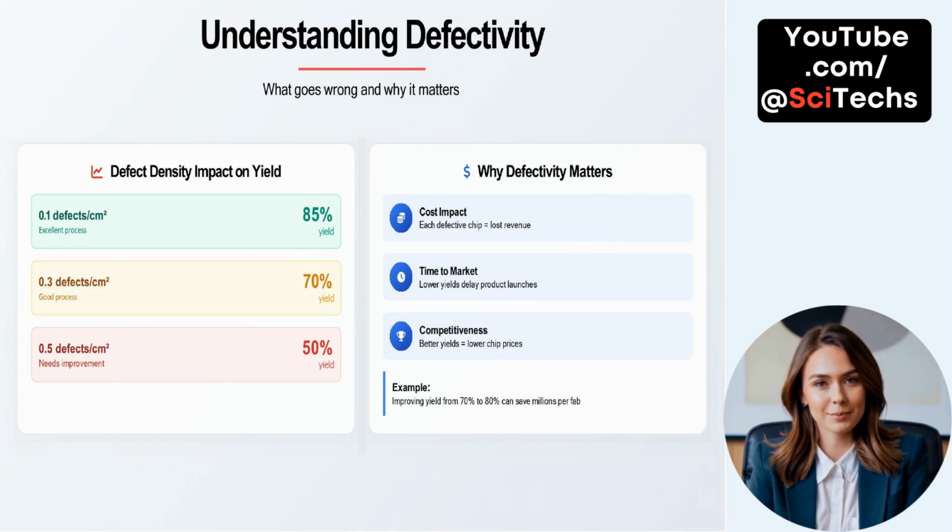That's why defectivity matters. First, there's a major cost impact. Each defective chip results in lost revenue. Second, lower yields delay the time to market by slowing production and increasing rework. Lastly, competitiveness is affected, as higher yields lead to lower production costs and more competitive chip pricing. Improving yield from 70% to 80% can save millions per fab annually.